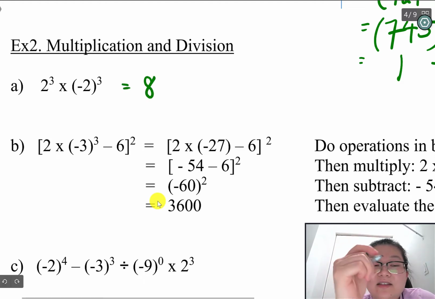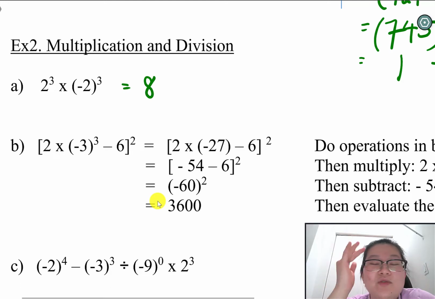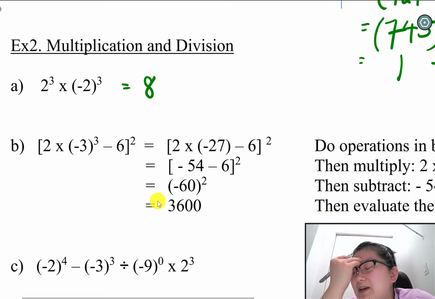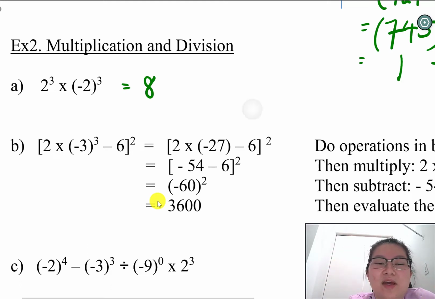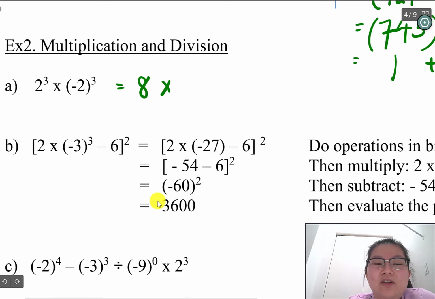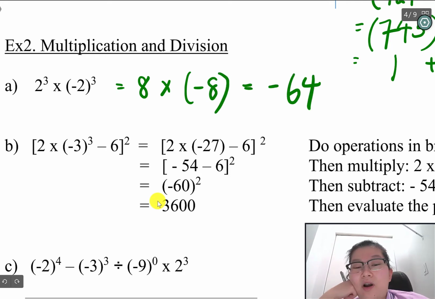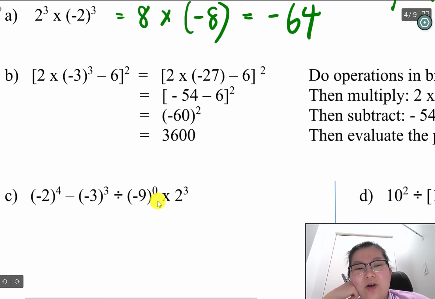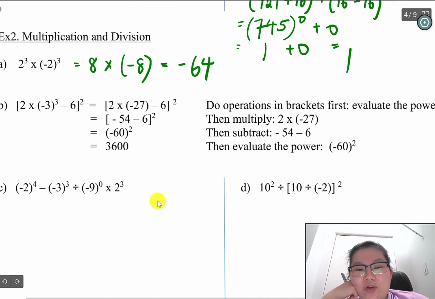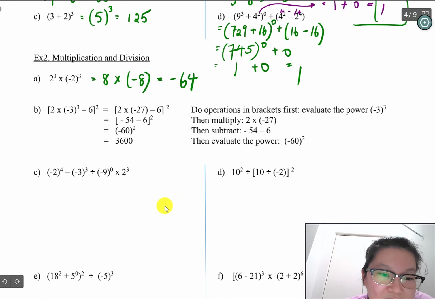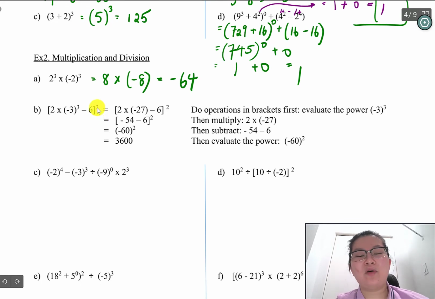Okay, so again, since there's multiplying and dividing, we always do the exponents first. So that's going to be 8 times, and this is going to be -2 to the power of 3. That's effectively going to give us -8. So ultimately -64 as our answer. So number B is done for you. And notice for B, even though sometimes you might have exponents on the outside of the brackets, we always do whatever is inside the brackets first.